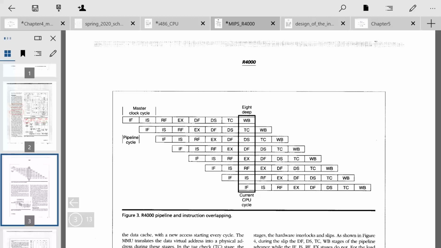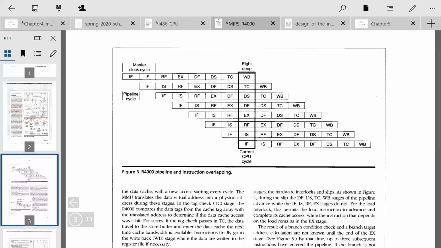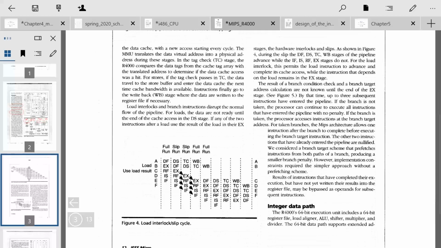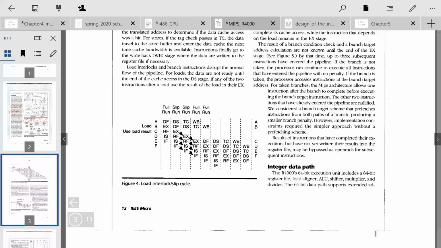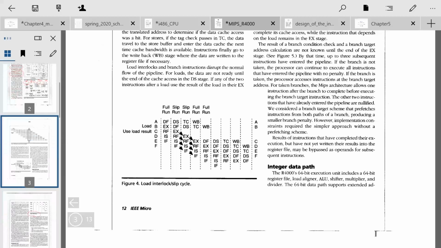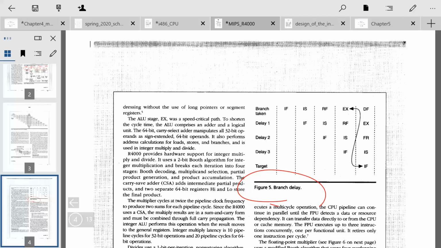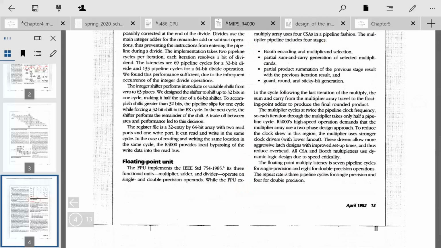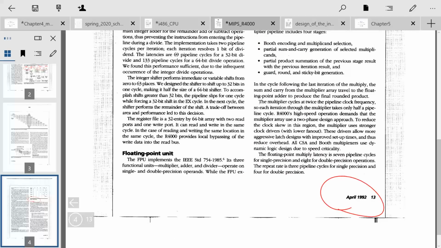Look, more pipeline diagrams, right? So it gets even more fun with 8 stages. But see, all of this looks familiar. You guys are doing this in your homework. So when I ask you for a pipeline diagram, this is what I'm looking for, right? And then this pipeline diagram even shows where all the forwarding is happening. And here we talk about the branch delay slot. And all of this stuff, this was 1992.